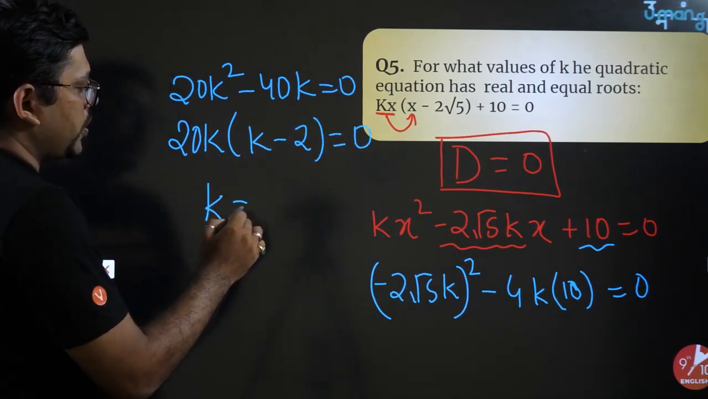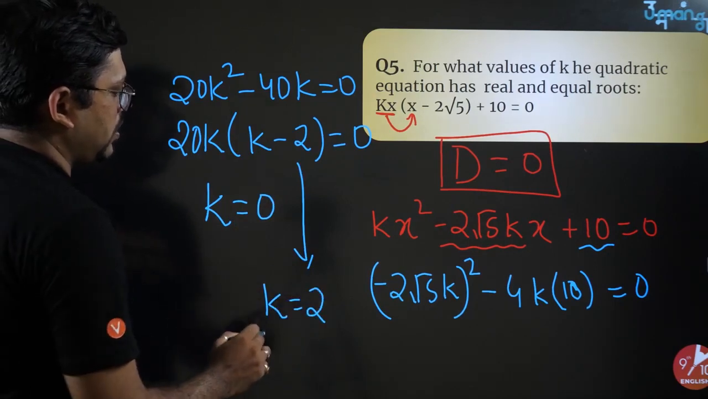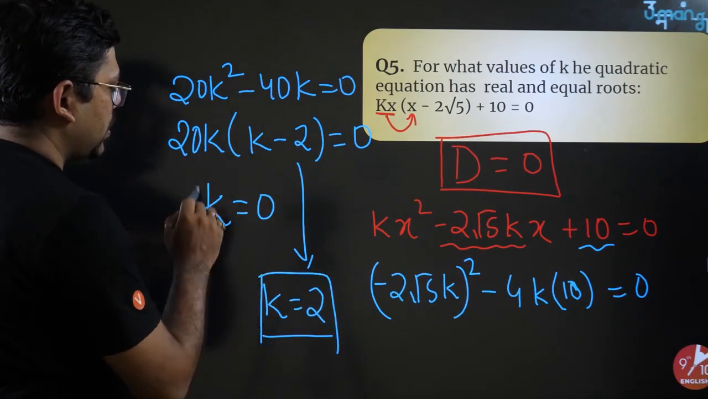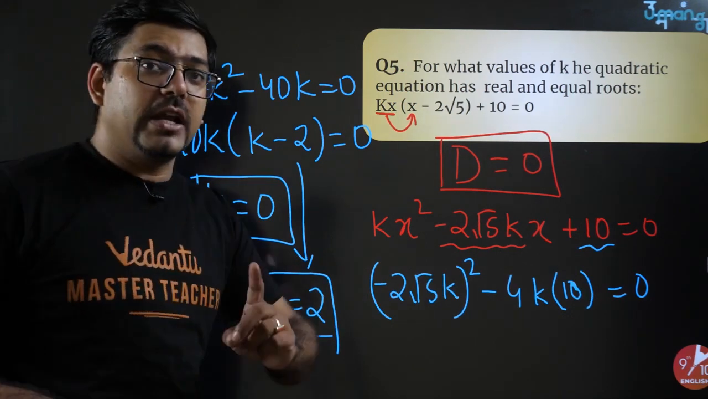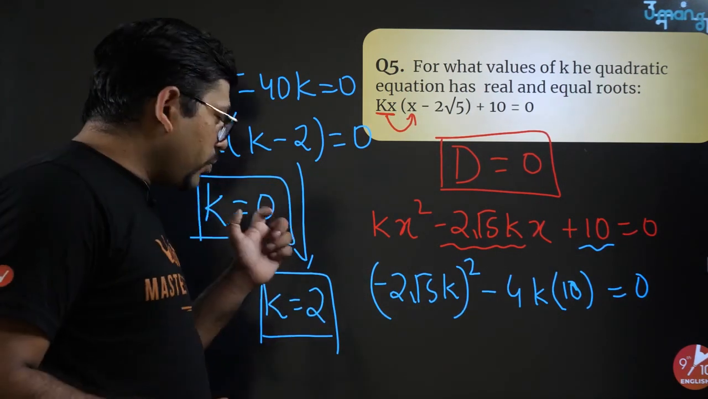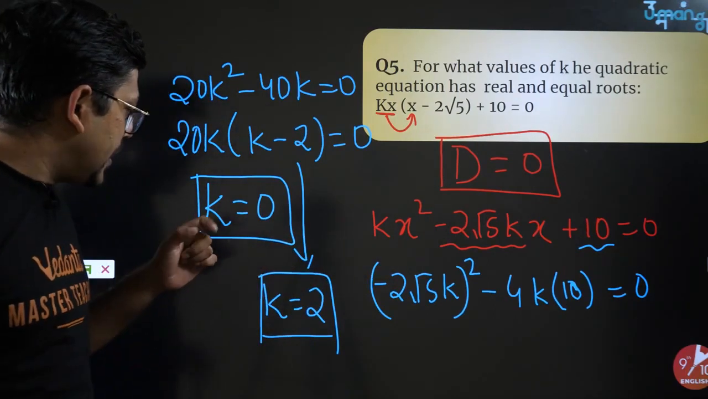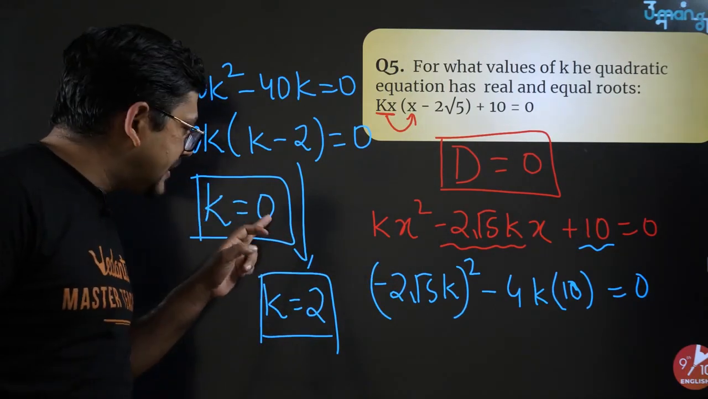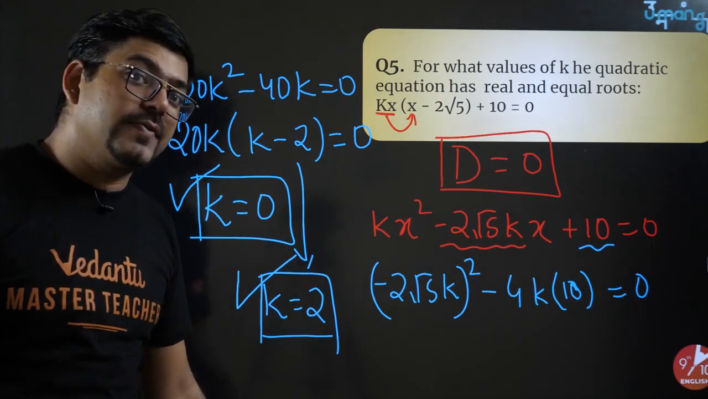So from here what you got? You got k equals to 0 or you got k equals to 2. And they will be your values. K equals to 0 or k equals to 2. But you'll have to be again smart here. If you write only this much, you'll lose marks. Why? Because you have to actually figure out whether both the values, k equals to 0 and k equals to 2, will satisfy or not.